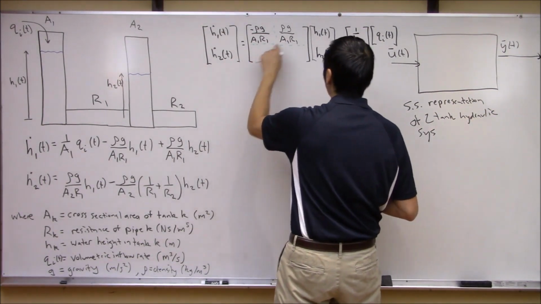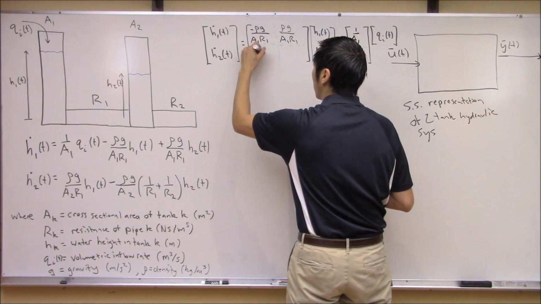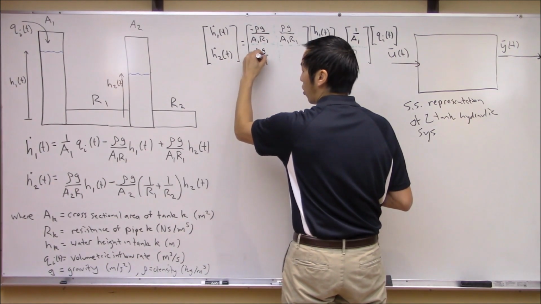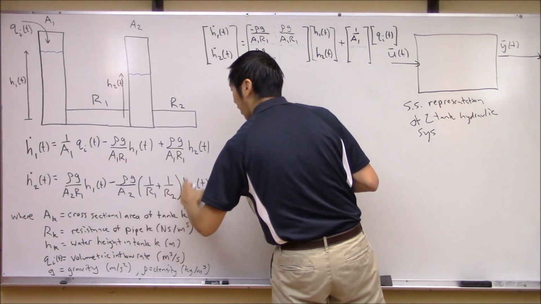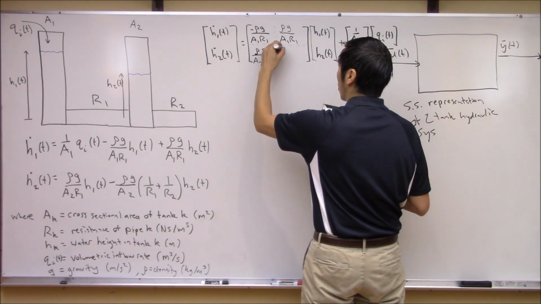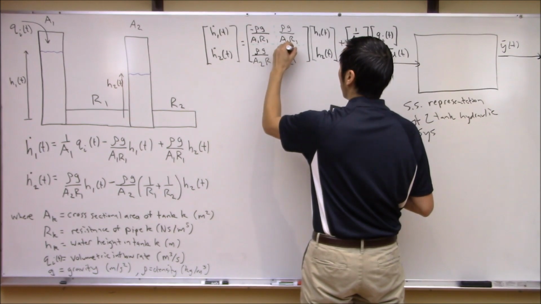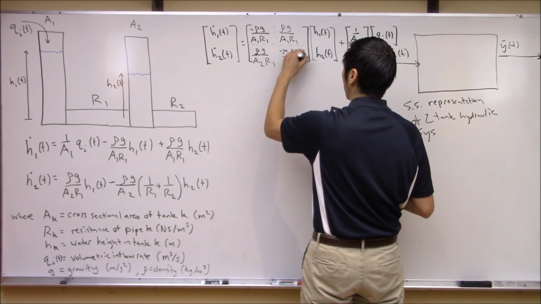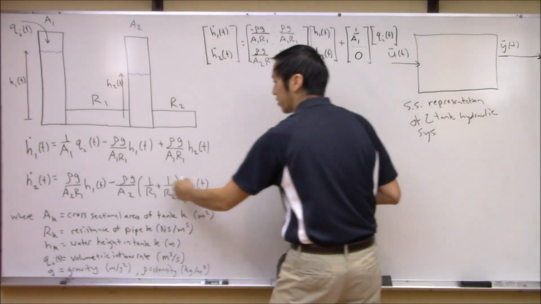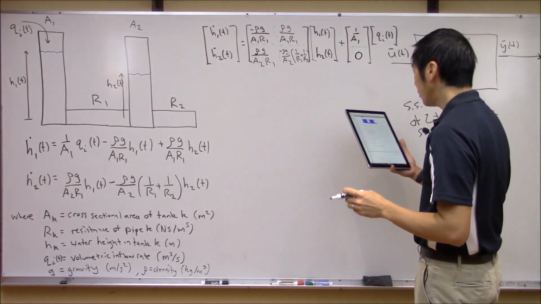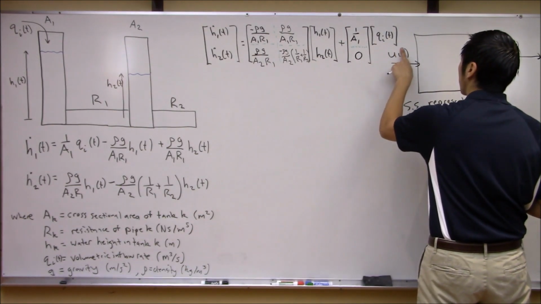Well, it is something multiplied by h1. That something is this coefficient right here. So I need to put in here rho g all over a2 r1, right? And then I got this term right here. This is this entire ugly thing. Yikes. So this is minus rho g all over a2 times quantity 1 over r1 plus 1 over r2. There we go. And then I need a big 0 down here because QI doesn't show up anywhere in this second equation.